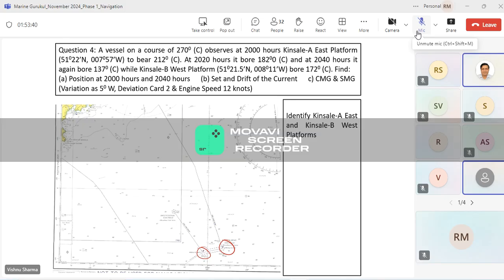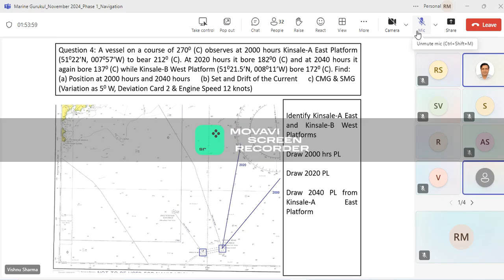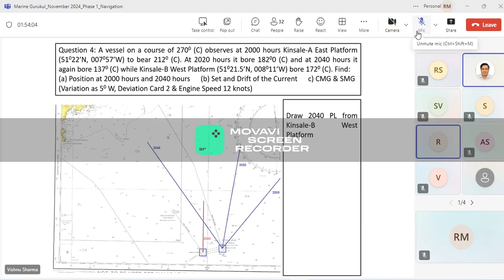Yes, sir. Okay. Praveen, now you have to come to the front and interact with me. Anybody else who has a doubt can always join in. I'm drawing these PLs. This is 2000 PL. This is 2020 PL. This is 2040 PL from Kinsale A. And this is 2040 PL from Kinsale B. Am I right, guys? Read the question on top, and I plotted the 4 PLs. Yes or no? Yes, sir.